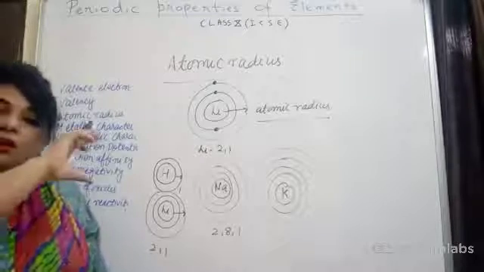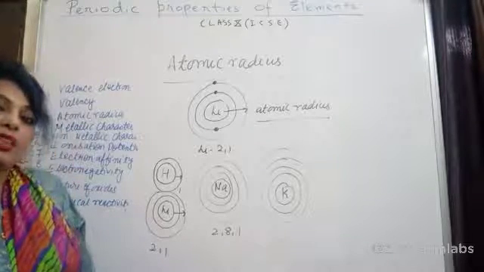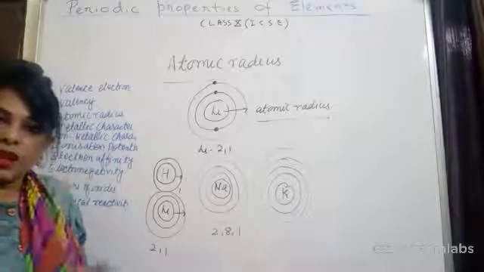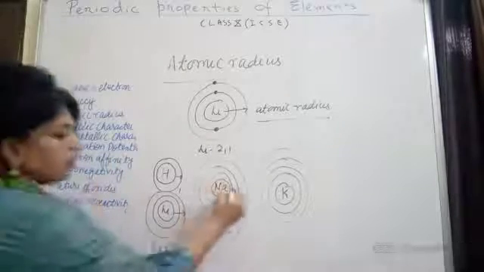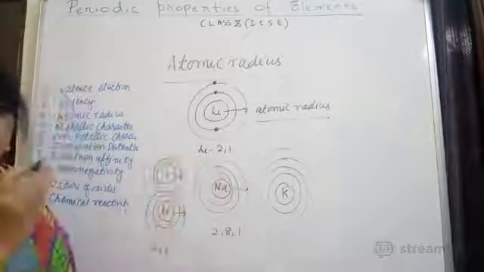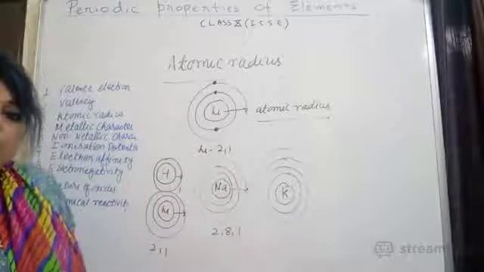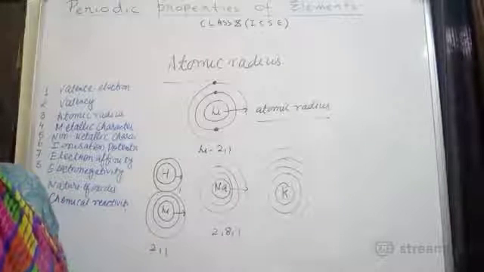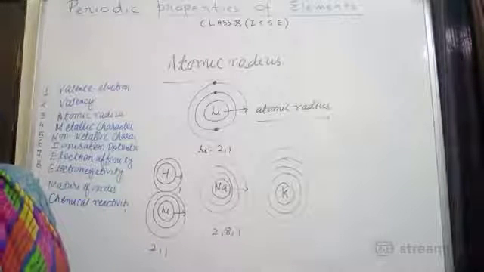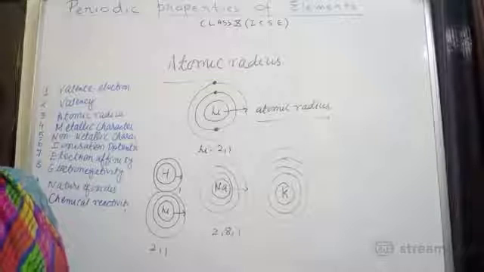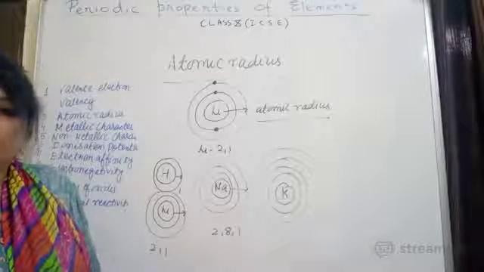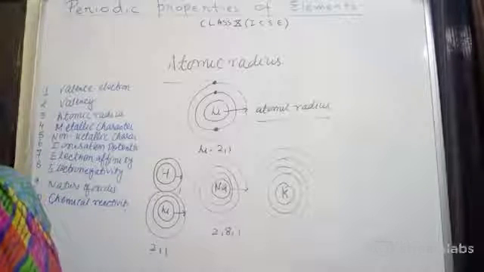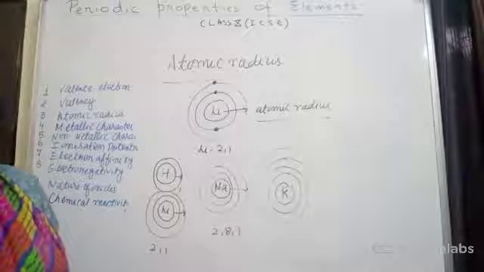And every time, what is happening? Every time one shell is adding up. One shell will add, so the distance from the nucleus will increase. Since the distance from the nucleus to the outermost shell will increase, atomic radius will increase. So we can say when you move from top to bottom, or down a group in the modern periodic table, the trend is that atomic radius will increase.